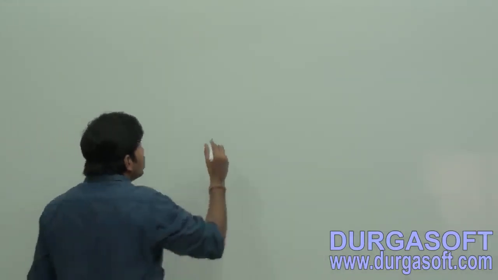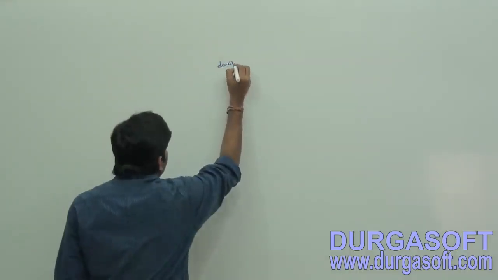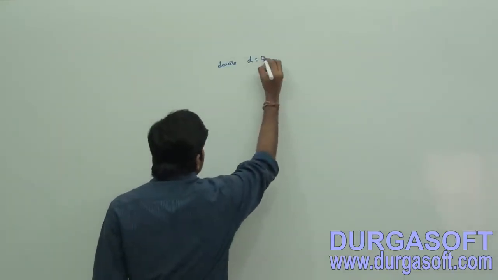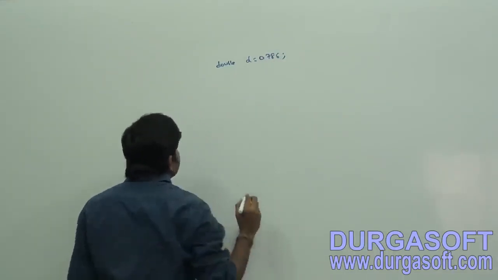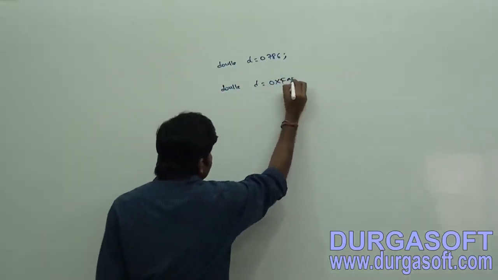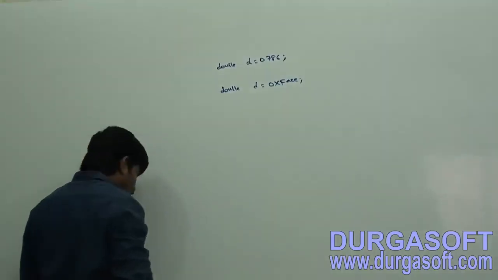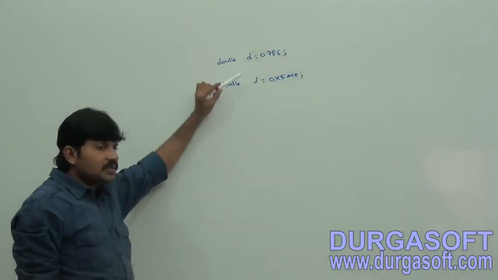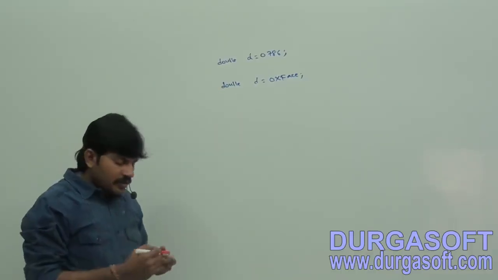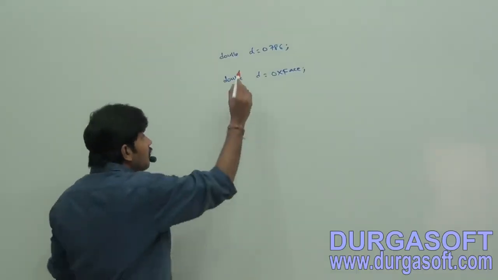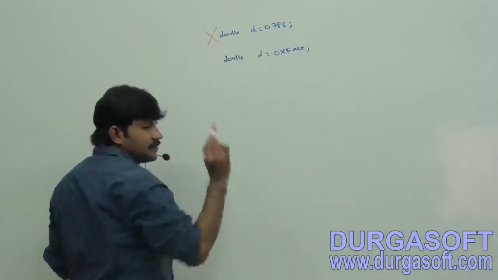Sir, again observe, very very important here. I am taking double d is equal to 0786, double d is equal to 0xface. Sir, first one valid or invalid? First one valid. Okay, can you repeat once again? First one valid or invalid? First one valid. That's why it is invalid.